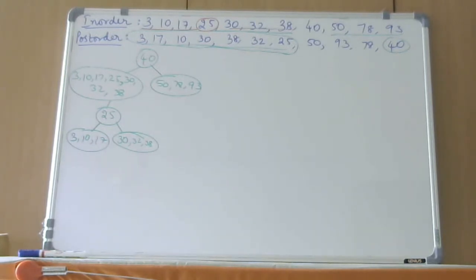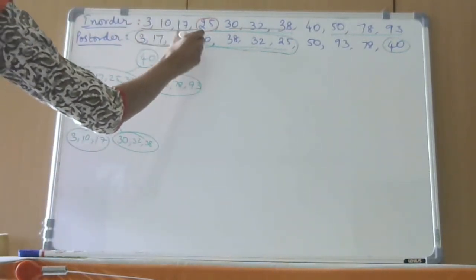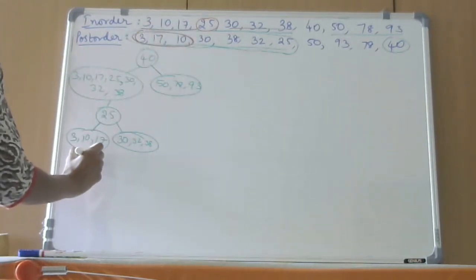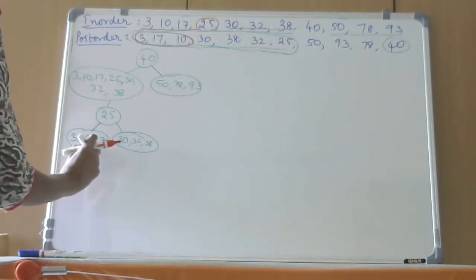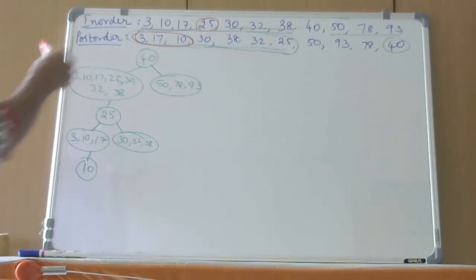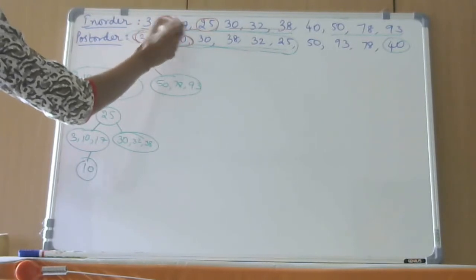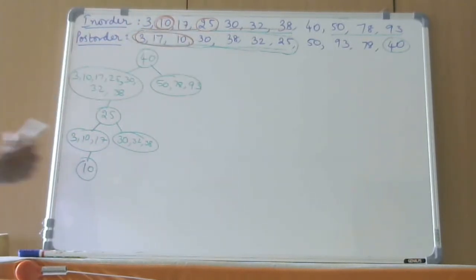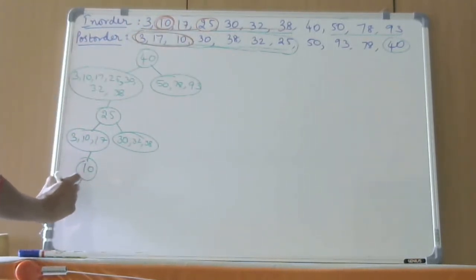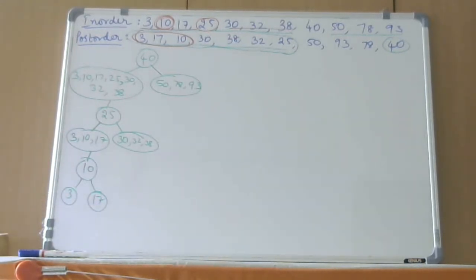Okay. Next. Again come to 3, 10 and 17. Which is last? 10 is last. So 10 will become the root. Come back to in order. 10 is the root. Left is 3, right is 17. Okay. So left is 3, right is 17. Okay. Next.